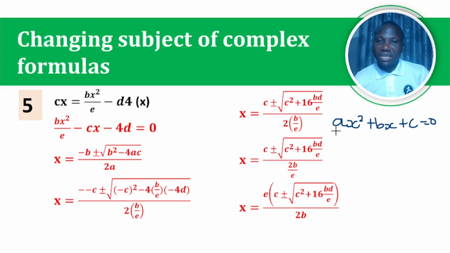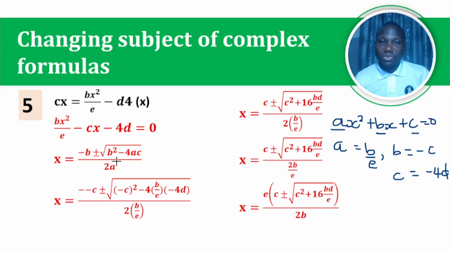So it means that the a in this quadratic formula represents the coefficient of x squared. The b represents the coefficient of x, while c is the constant term. So now if we compare that here, that means that the coefficient of x squared here, which is our a, is going to be equal to b over e, and our b will be equal to minus c, and our c will be equal to minus 4d. So now substitute all these things into your quadratic formula.